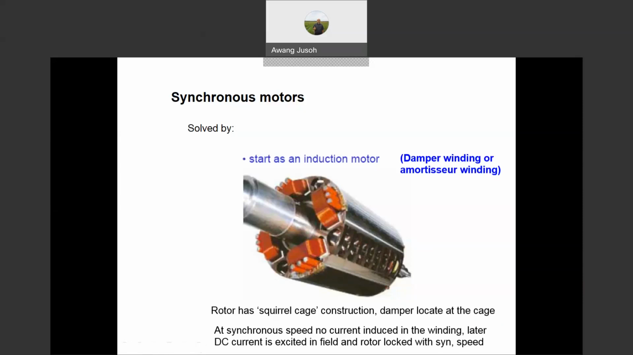Okay, I think that's about the introduction of the synchronous generator and synchronous motor. I hope all of you have gained some understanding about that. Thank you very much.